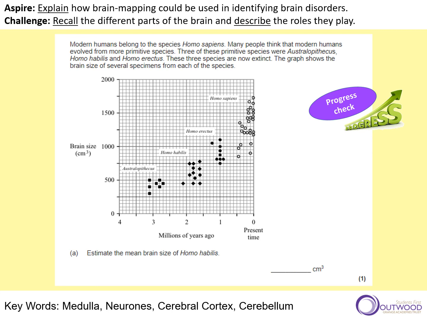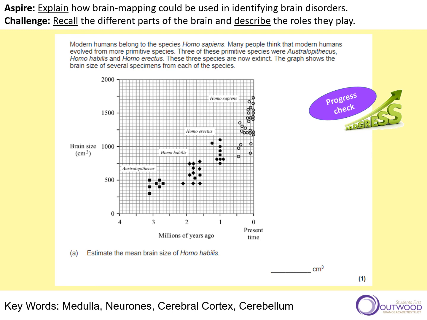We've explained to a certain extent brain mapping and then identifying certain brain disorders. Those questions that you'd get are fairly straightforward in the fact that you'll be given some information and they'll say which part of the brain could be damaged from it. So here's an exam question.